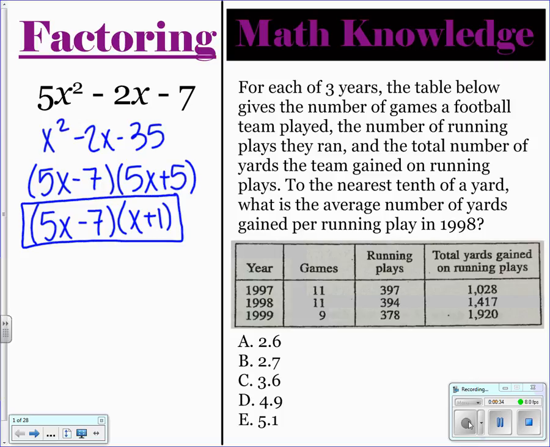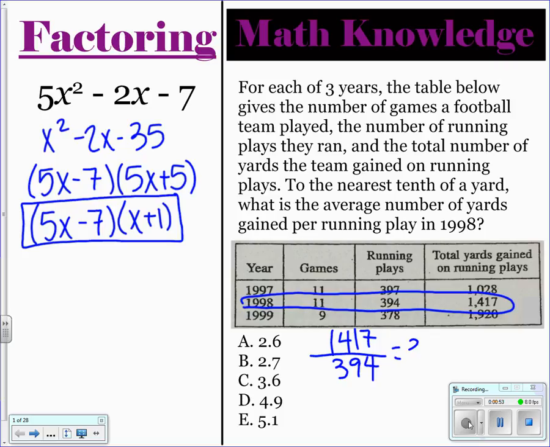For the math knowledge question, it asks for the number of yards gained per running play in 1998. So that's dealing with this one right here. The number of yards gained is 1,417. We have 394 plays. And so if you divide those, you get about 3.6, which is C.